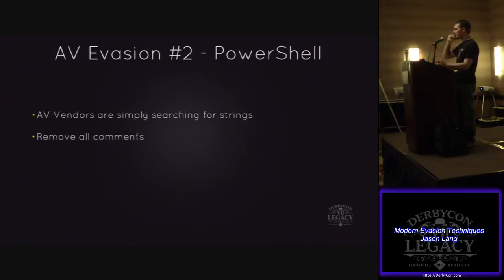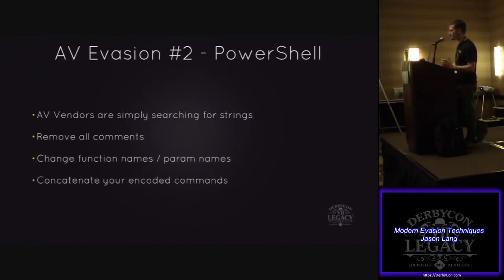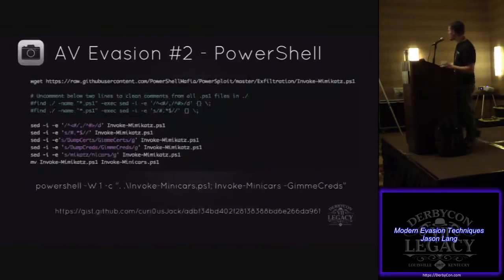All right, if you're a red teamer, and in fact, Ryan Cobb, I think, just landed the Empire pull request for obfuscating all the PowerShell framework in Empire. Is that true or not? Okay, cool. So that's awesome. That's amazing. As a red teamer, that's really, really cool. But if you're just running PowerShell scripts or you're running PowerSploit on a target, do yourself a favor, get rid of the comments first because you're much less likely to get picked up. Change the function names and the parameter names, and concatenate your encoded commands, and we'll talk a little bit about that as well. So here is something that, this is actually something that I made.